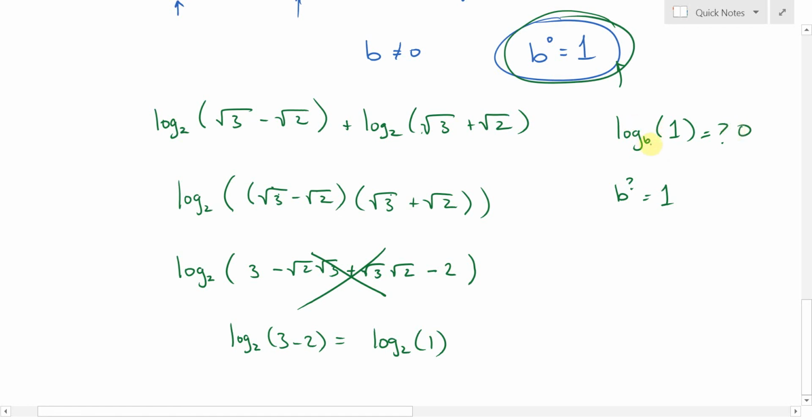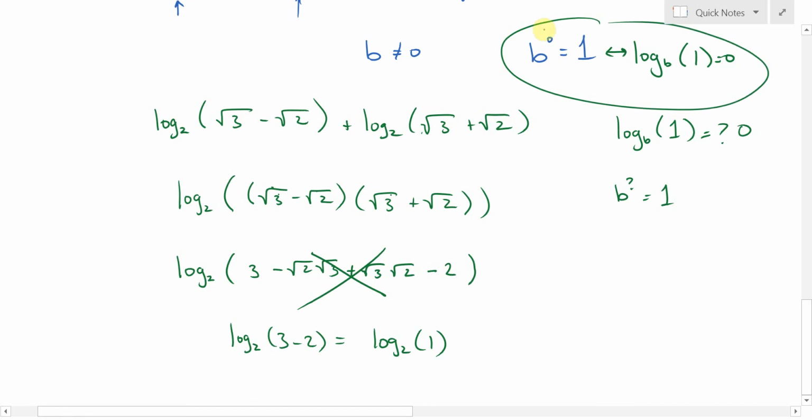And this is true for any base b that we consider. So this is another property. In the same way that b to the 0 equals 1, and you should always remember that, you should always remember that log base b, whatever value b has, of 1 equals 0. These two imply each other. These are equivalent statements. So log base 2 of 1, heck, we don't even need to care about the fact that there's a 2 there. No matter what that is, that's always going to be 0.